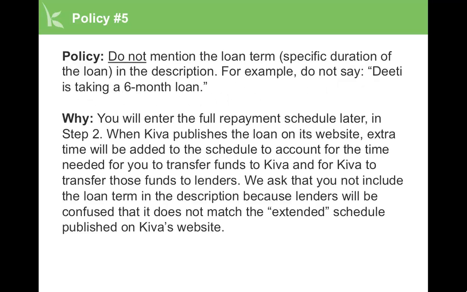Do not mention the loan term or a specific duration of the loan in the description. For example, do not say, DT is taking a 6-month loan. You will enter the full repayment schedule later in step 2. When Kiva publishes the loan on its website, extra time will be added to the schedule to account for the time needed for you to transfer funds to Kiva and for Kiva to transfer those funds to lenders.